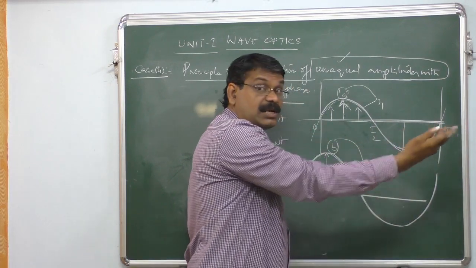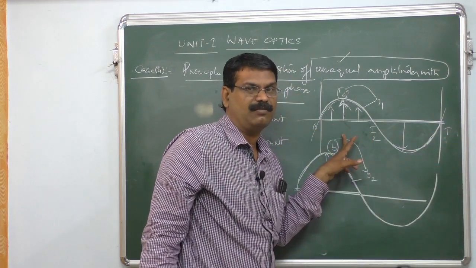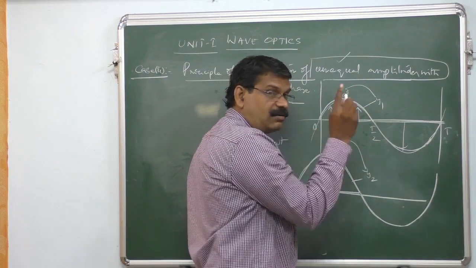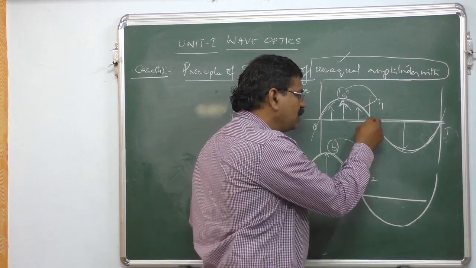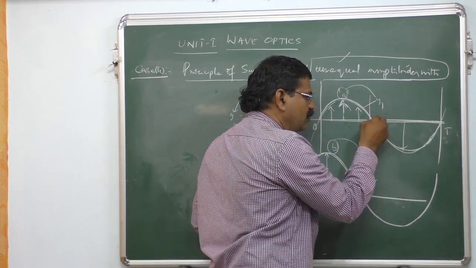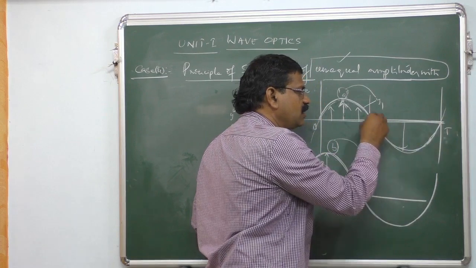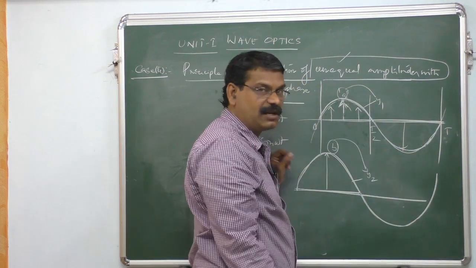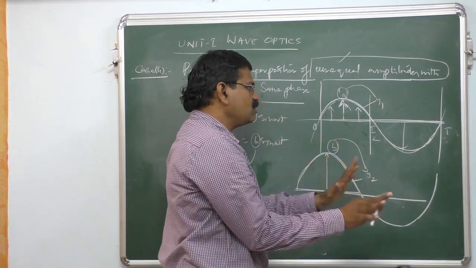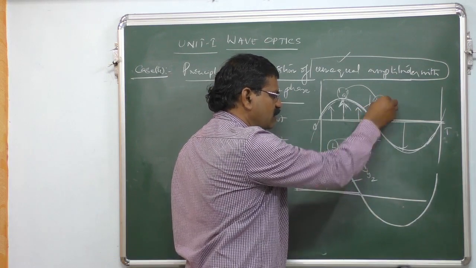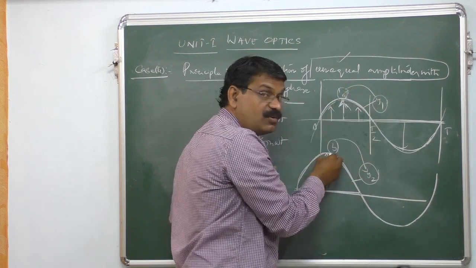0, T by 2, T are all time periods, these limits. When a particle goes from 0 to T by 2, we consider one positive half cycle complete. Similarly, when it travels from T by 2 to T, my particle travels like this and reaches T. Then I can consider that one negative half cycle is complete. The similar pattern you can get in the displacement of the second wave also. Therefore, you need to understand that y1 is the displacement of the first wave and y2 is the displacement of the second wave. a is the amplitude of y1, and b is the amplitude of y2.